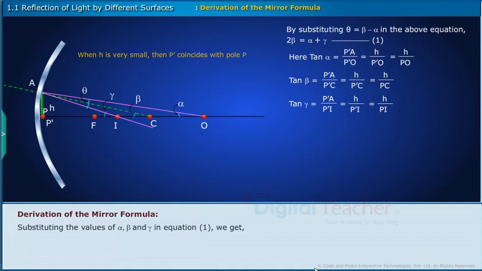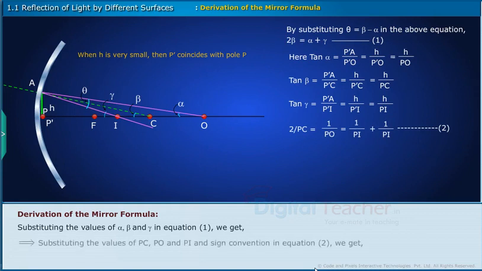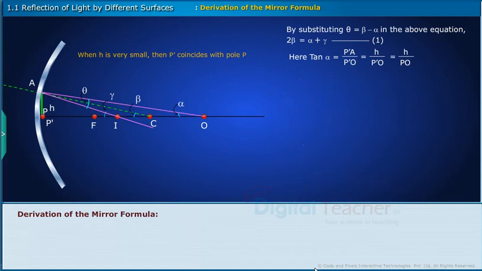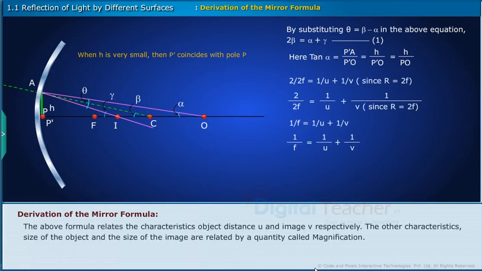Substituting the values of alpha, beta and gamma in equation 1, we get equation 2. Substituting the values of PC, PO and PI and applying the sign convention in equation 2, we get the mirror formula, whose calculations are shown on screen. The above formula relates the characteristics, object distance u and image distance v, respectively.